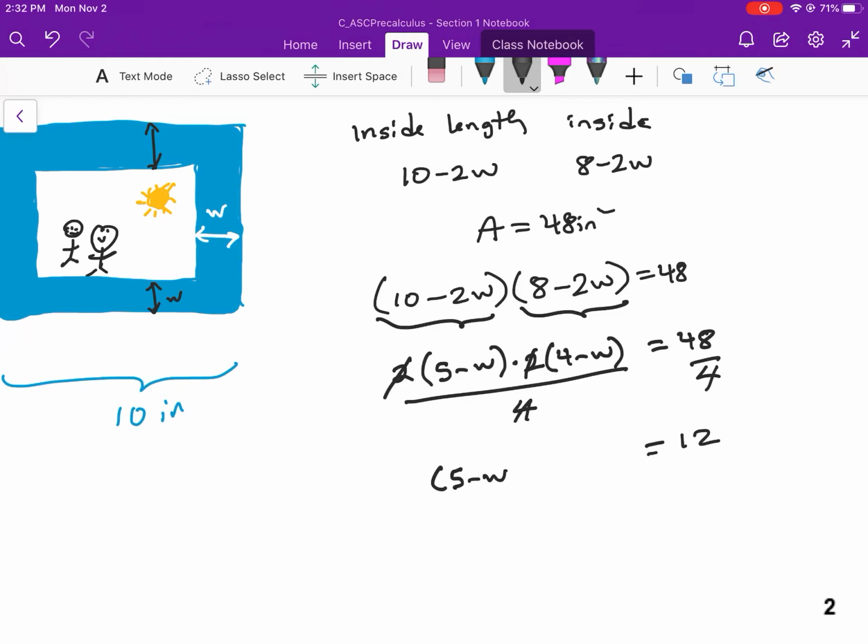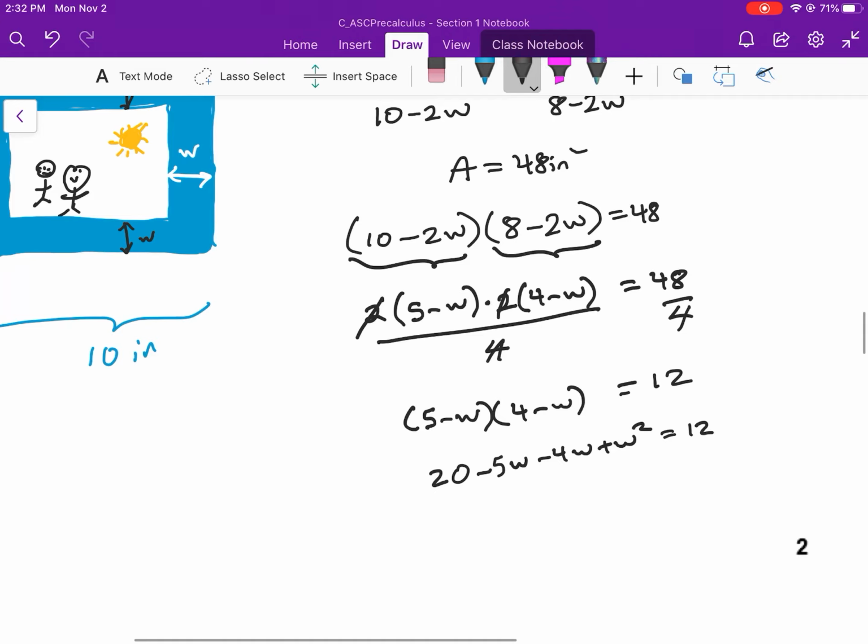I mean, you don't have to. Certainly you can use your calculator and all that kind of stuff, but by doing this, I distribute, I get 20 minus 5w minus 4w plus w squared is equal to 12. Here's my quadratic. So subtracting 12 from both sides and rearranging, I get w squared minus 9w, and then 20 minus 12 is 8 equals 0.